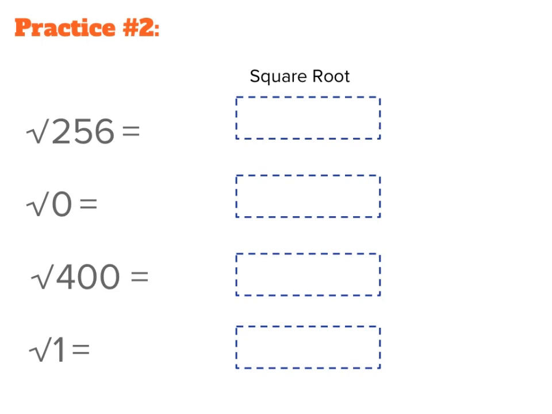Here we are at practice problem number 2, and it's got 4 problems for you to try there on your own. You're going to figure out what the square root is. If you really need help, you can go back and take a look at that list, but try and do it on your own without the list. I want you to pause the video now, try the problems on your own, and then press play again to see if you are right.